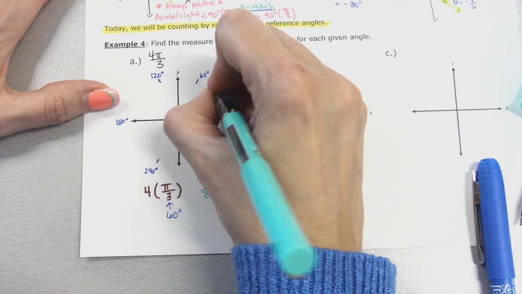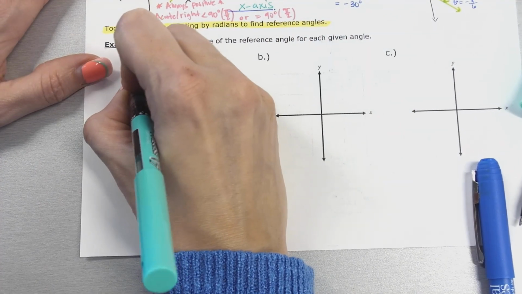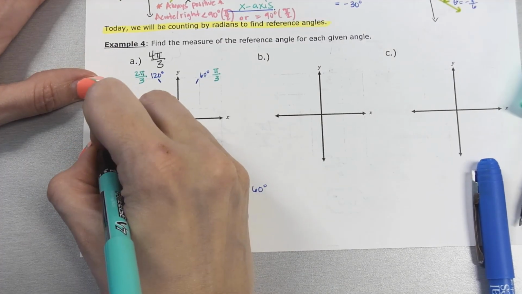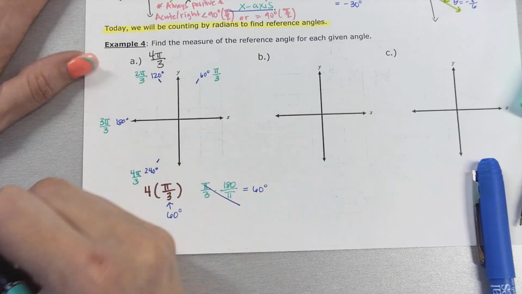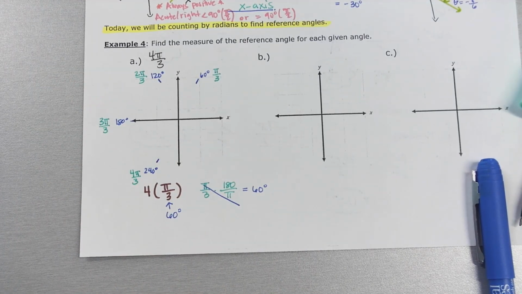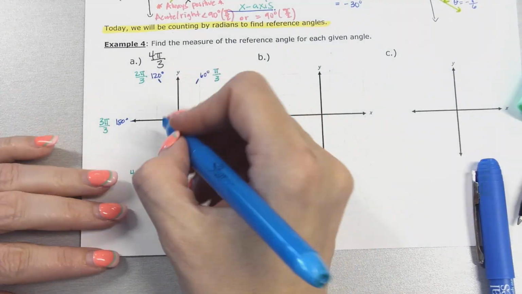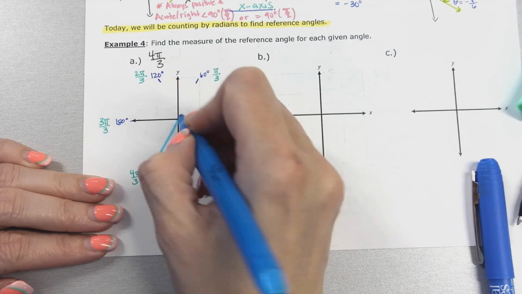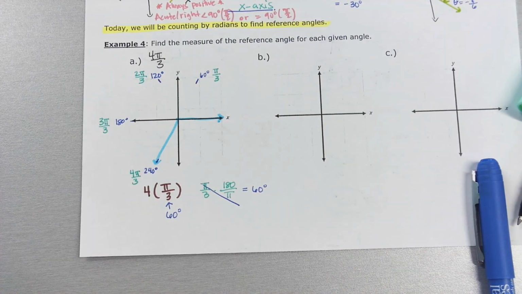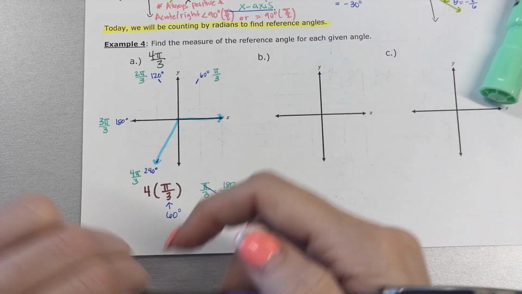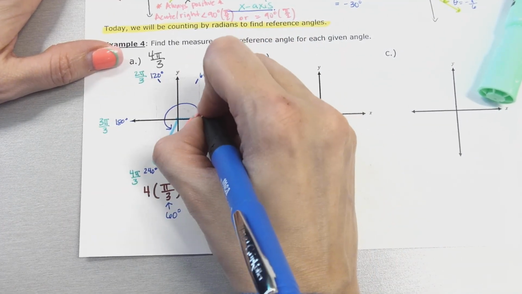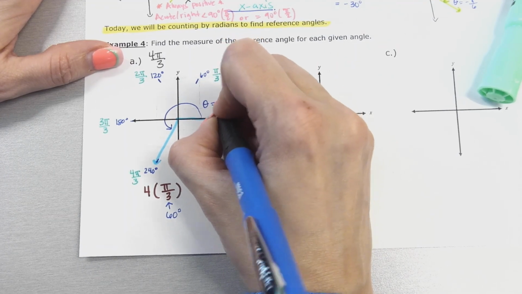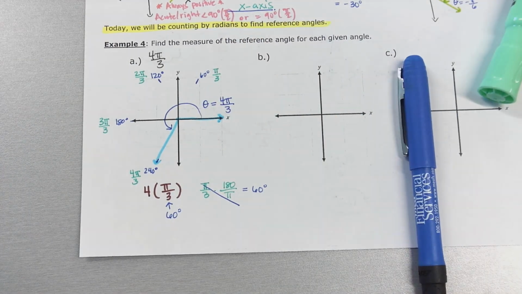Okay, what we just did is we counted by pi over 3. This is 1 pi over 3. This is 2 pi over 3. This is 3 pi over 3. And this is 4 pi over 3. Again, as you start to do this, you are going to be thinking of it in terms of degrees. Most of you, that is okay. So what we did is we found this value of theta. That was 4 pi over 3.